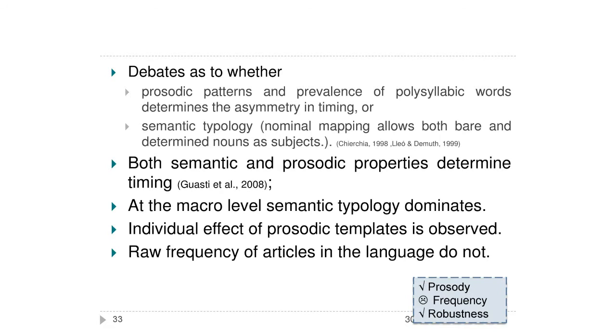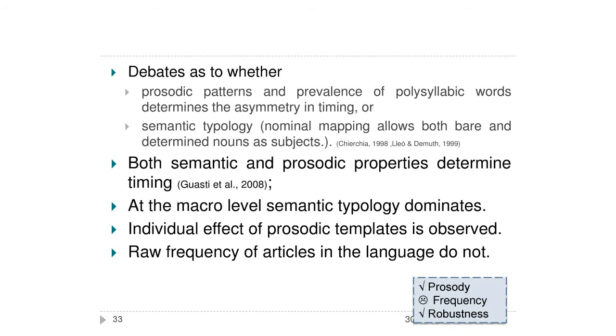There's a different relationship to determination. And what people have found is that both semantic and prosodic properties determine whether your articles are acquired early or late in the language. At the macro level, it seems that the semantic typology, what the articles mean in each language, is what matters. At the individual level, what type of words the child is able to pronounce.